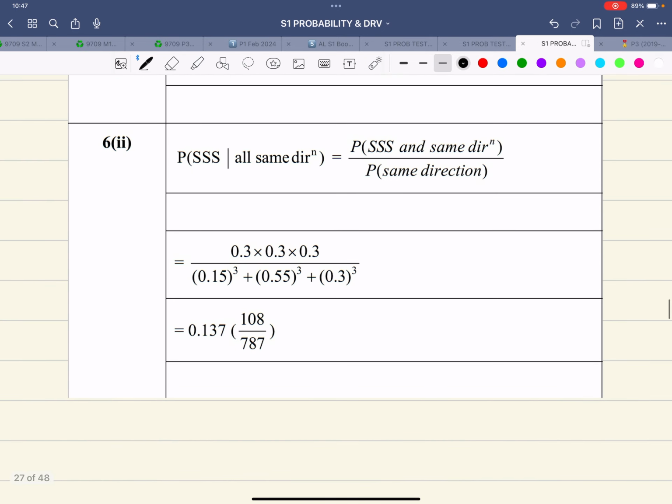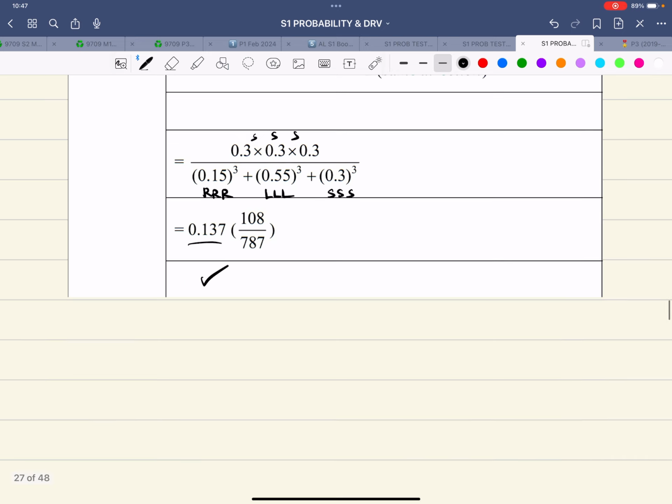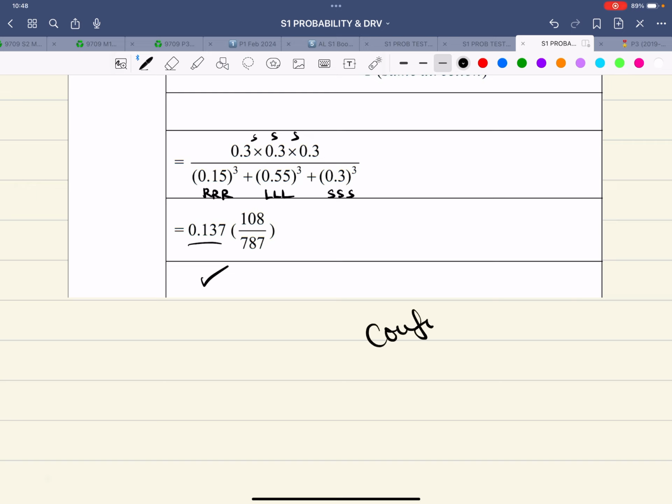So now this is the 3 rights. This is the 3 lefts. This is the 3 straight ons. The 3 straight ons goes at the top. And this is the final answer. And that is how you approach a question with confidence, with clarity.